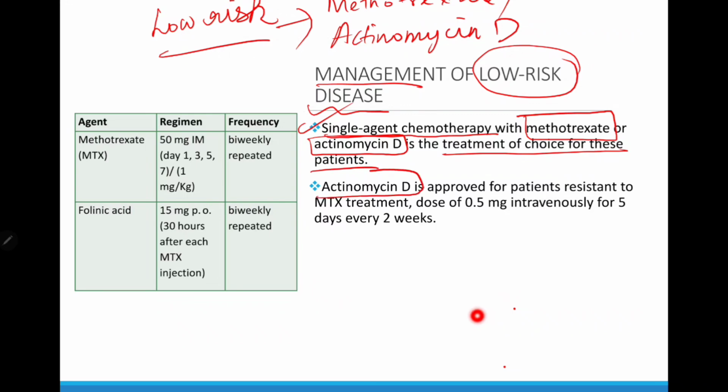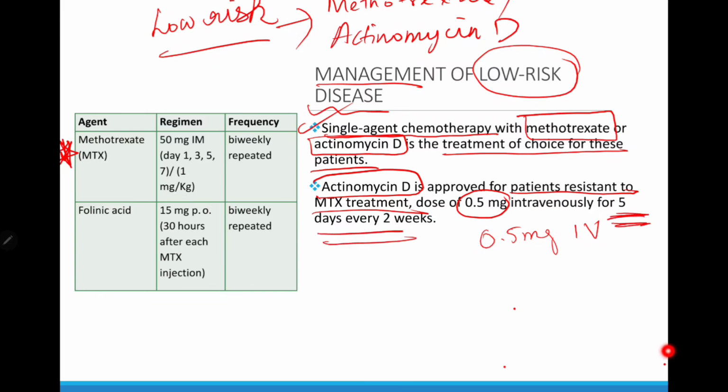Actinomycin D is approved for the patients who are resistant to methotrexate. Methotrexate is the best, and actinomycin D will be given only if the patients are resistant to methotrexate. The dose will be 0.5 mg intravenously for 5 days every 2 weeks. Now, if you look at the methotrexate regimen, it is going to be 50 mg intramuscularly.